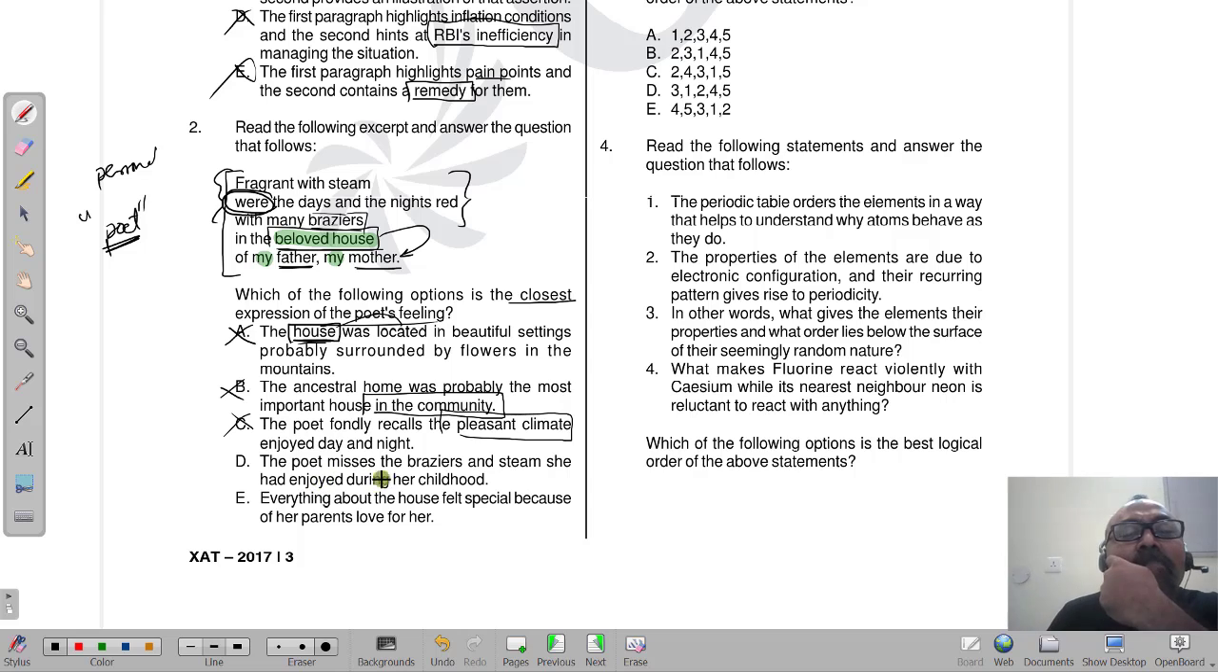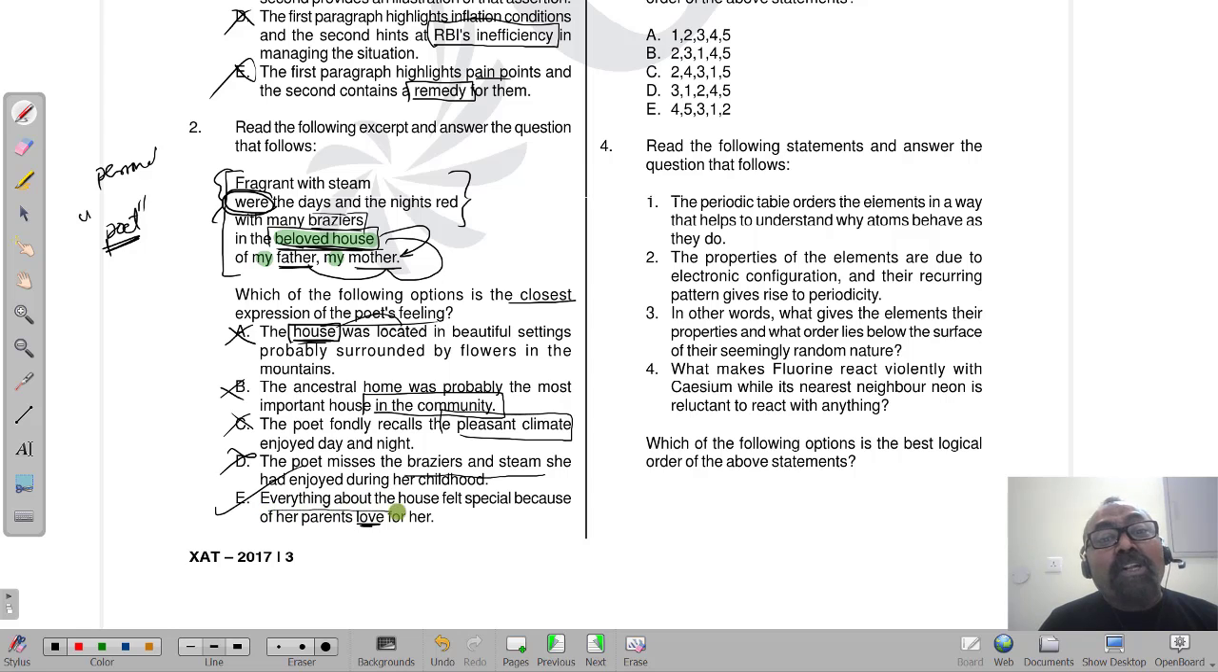D: The poet misses the braziers and the steam she enjoyed during a summer. He's not missing those braziers and steam. It's about a beloved house of parents. So it's more in terms of parents. So then you see E makes a lot of sense, right? Everything about the house felt special because of her parents' love for her. Now you obviously see that where is parents' love mentioned?